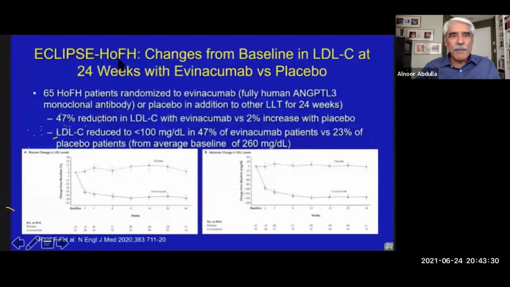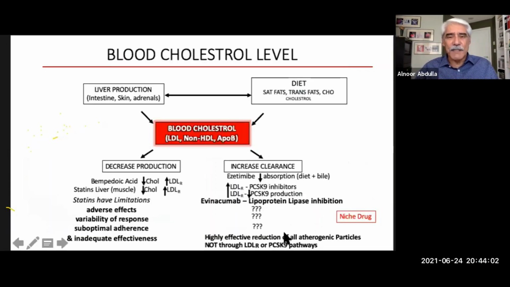And so if you take patients with homozygous familial hypercholesterolemia, they have no LDL receptors, or they have a PCSK9 gene that is dominant, or they have an ApoB gene that is dominant. So they cannot clear cholesterol from their blood. And you give them evinacumab, and it knocks out their cholesterol in a durable and long-term fashion. And you have to keep repeating the drug every 4 weeks intravenously.